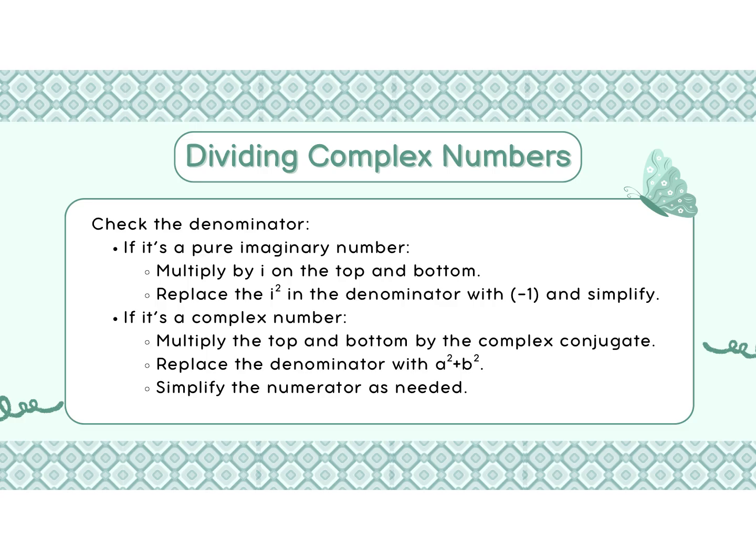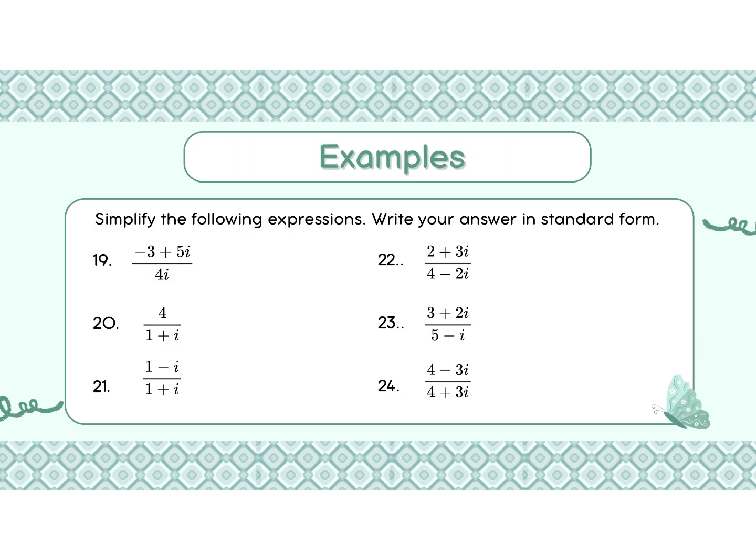If it is a pure imaginary number, meaning there's not a real part added or subtracted with it, you're going to multiply by i on the top and on the bottom, and you're going to replace i squared in the denominator with a -1 and simplify. If it's a complex number, you're going to multiply the top and the bottom by the complex conjugate of the bottom. And you're going to replace the denominator with a squared plus b squared, and then you're going to simplify it as needed. All right, so let's try a couple here.